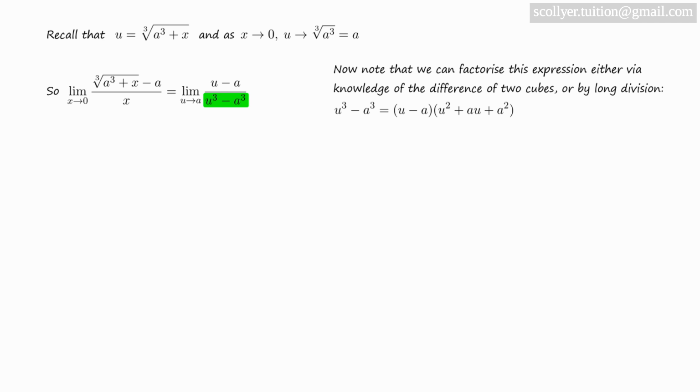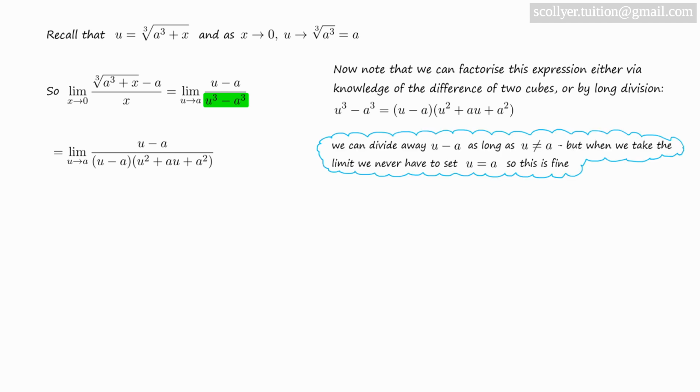In fact, we have u cubed minus a cubed equals u minus a times u squared plus au plus a squared. And so our limit turns into this expression, where we note that we have a u minus a on the top and on the bottom of the fraction. And in fact, we can divide away this u minus a as long as u is not equal to a, but that is always the case when we are taking the limit. And so we end up with the expression, the limit as u tends to a of 1 over u squared plus au plus a squared.